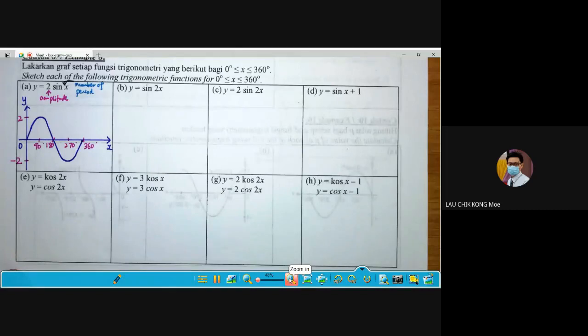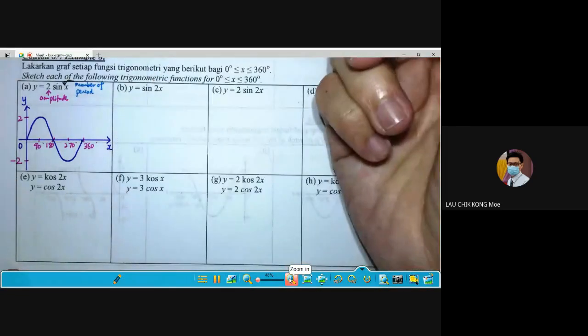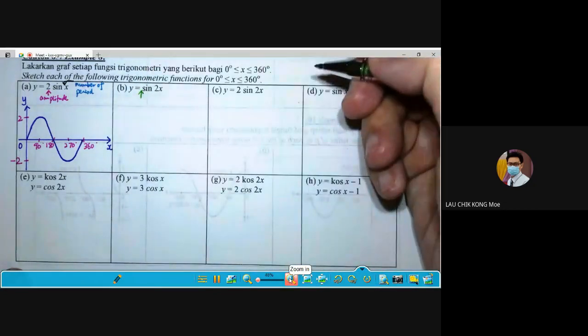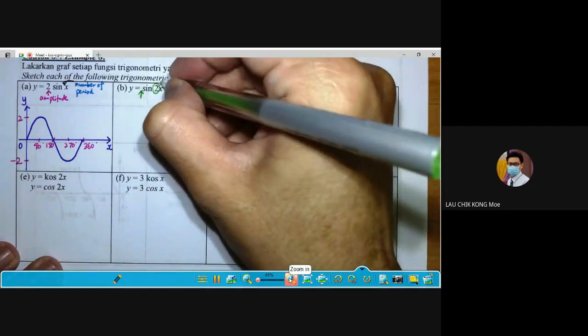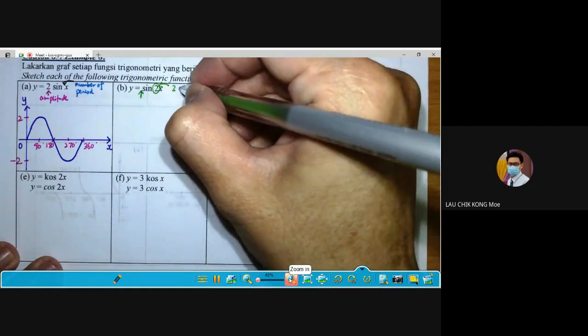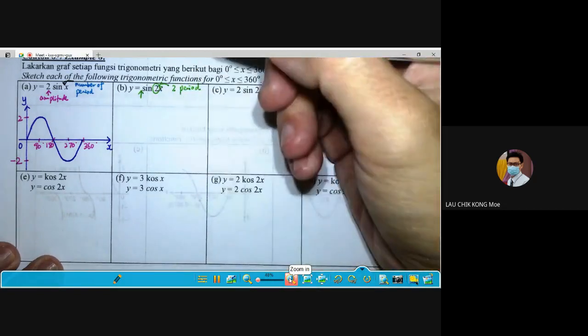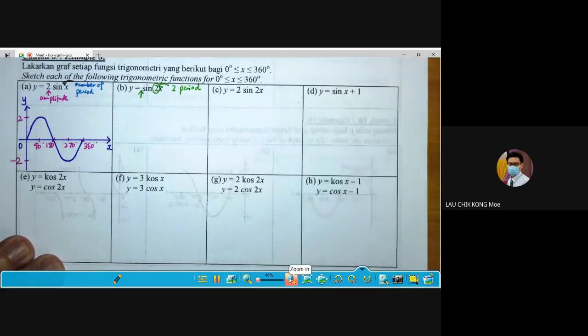And then how about the B? The B, y equals sine 2x, so the amplitude is 1. What do you mean by the 2 here? This 2 means 2 complete periods in 360 degrees. Okay, so for these questions, we need to do like this.